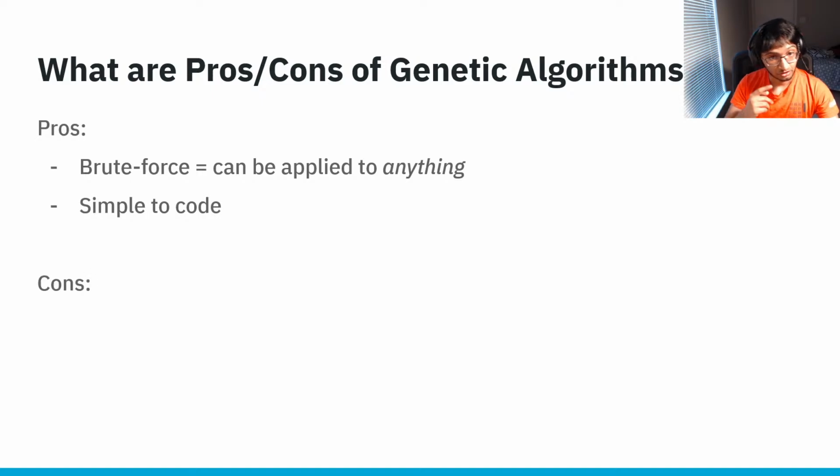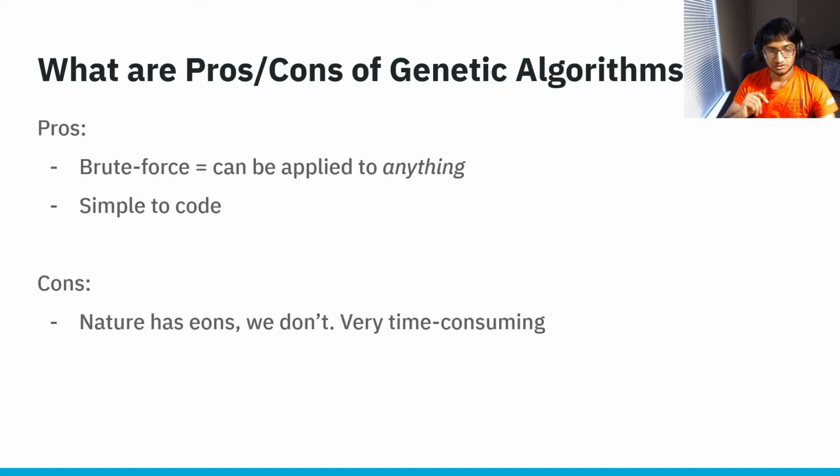However, there are cons, and these are pretty significant for genetic algorithms. The first con, the worst one, is the fact that this is based off the theory of evolution, and the theory of evolution has us improving over millennia. But nature has eons, we don't. So it's very time consuming for this algorithm to actually reach a solution. That means that if you click the button and left, it will take a while for it to find the optimal answer.